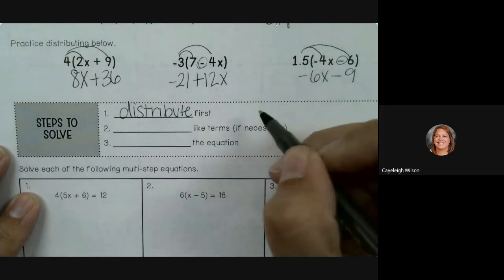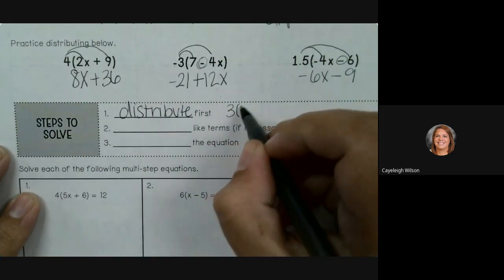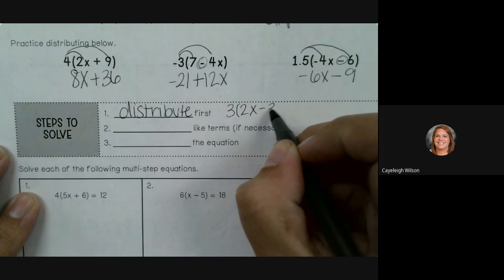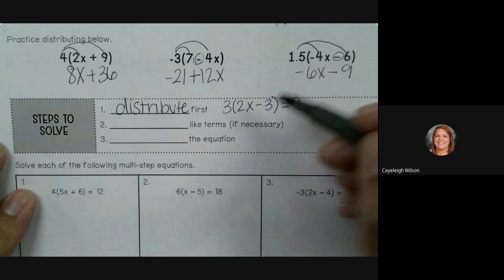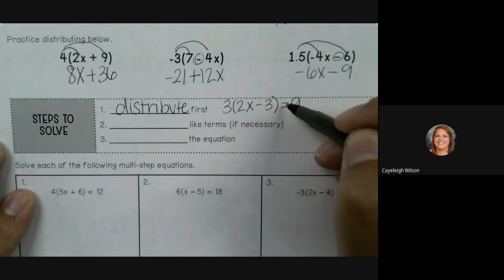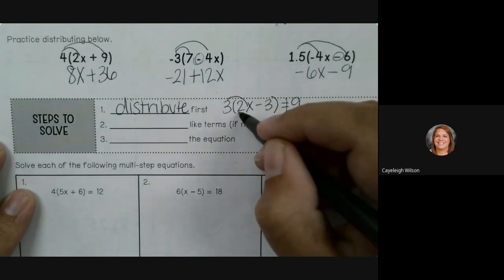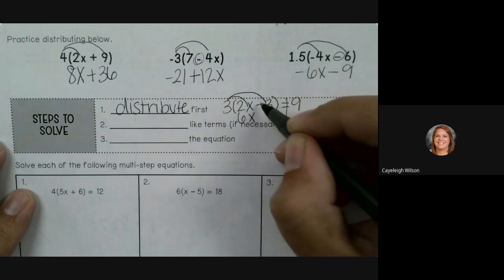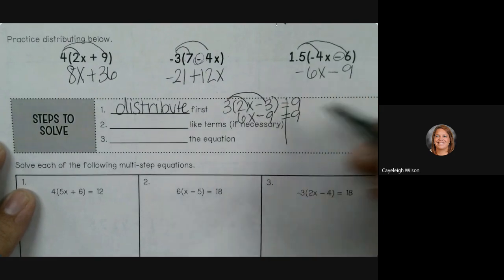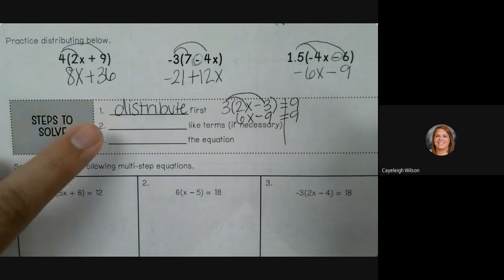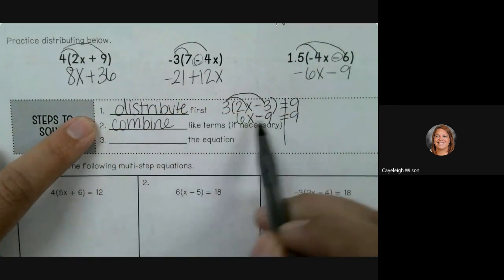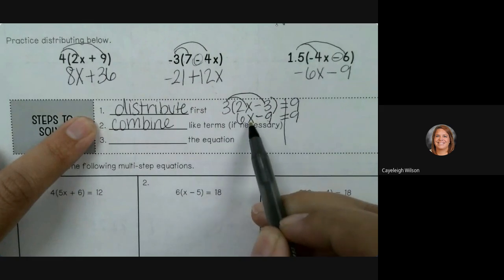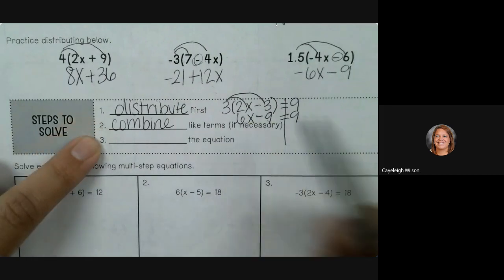Okay, so if I was going to do a problem like this, I'm just going to make up something real quick. The first thing I would do would be to distribute. So I would take that 3. So 3 times 2x is 6x. 3 times negative 3 is negative 9. So step 1 is to distribute. Step 2 is going to be to combine like terms if necessary. So I would ask myself, are these like terms? And we would say no, because this has an x and this does not.